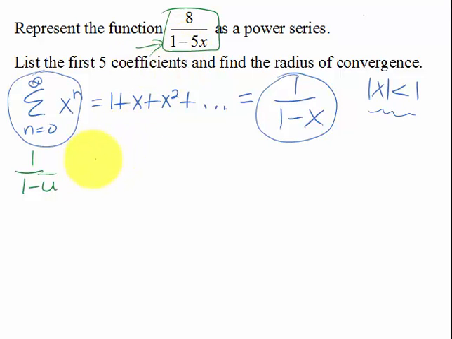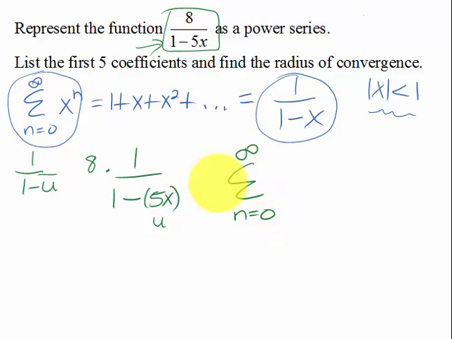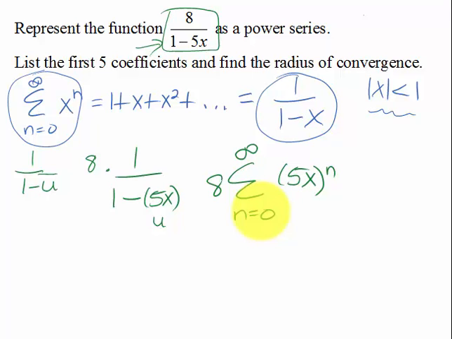So the expression I have is going to be 8 times 1 over 1 minus 5x, and that's essentially my u. So I can express this as a power series if I have the sum, n equaling 0 to infinity, and I'll just put this 8 as a constant out in front, because we know properties of summations, we can do that. And then instead of x, this would be 5x to the n. So that is our power series, and we could leave the 8 out in front, or we could move it inside of the summation, whichever is easier for us to think about.